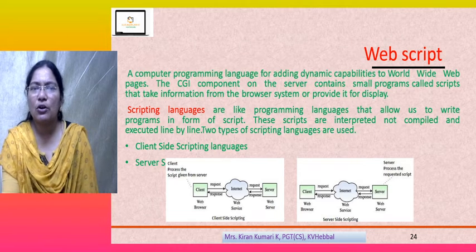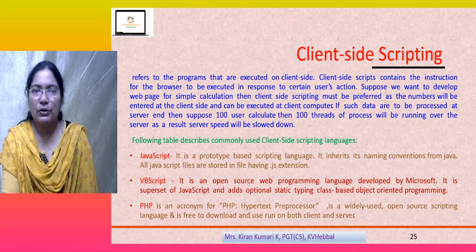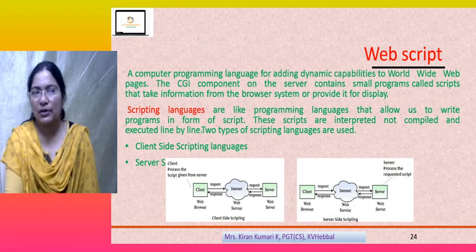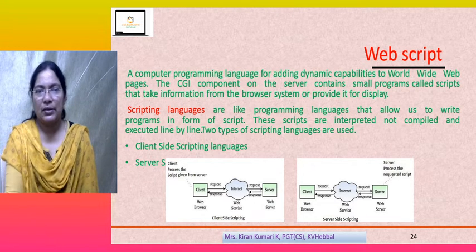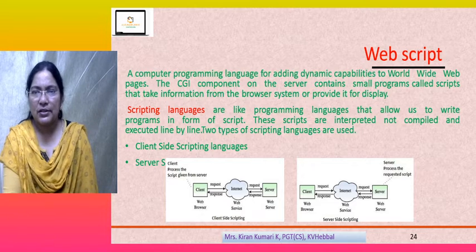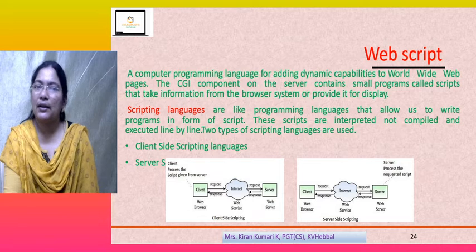The CGI component on the server contains small programs called scripts that take information from the browser system or provide it for display. Here we will be using many different scripting languages as per the requirement, the convenience and how familiar you are. Accordingly, we will go for the language, right? So what are scripting languages doing? They are like programming languages that allow us to write programs in the form of scripts. It is not exactly like a programming language.